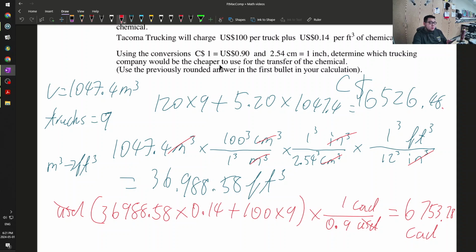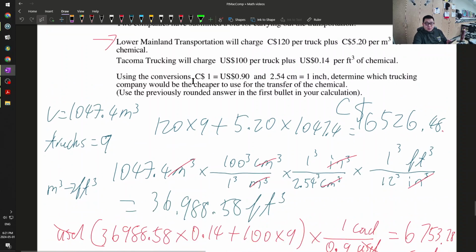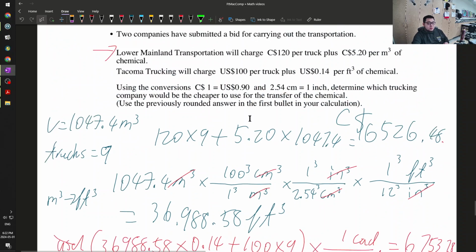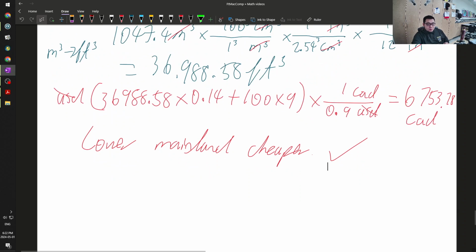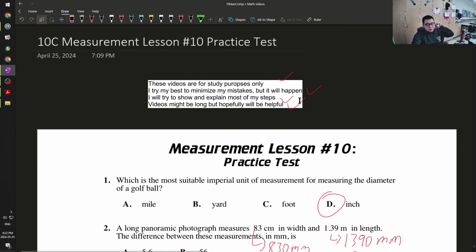So which one is cheaper? The Canadian one is cheaper, so I will use Lower Mainland Transportation. Oh, that took some calculation. Okay, that's it for the measurement lesson 10 practice test. Hope you learned something. Goodbye.